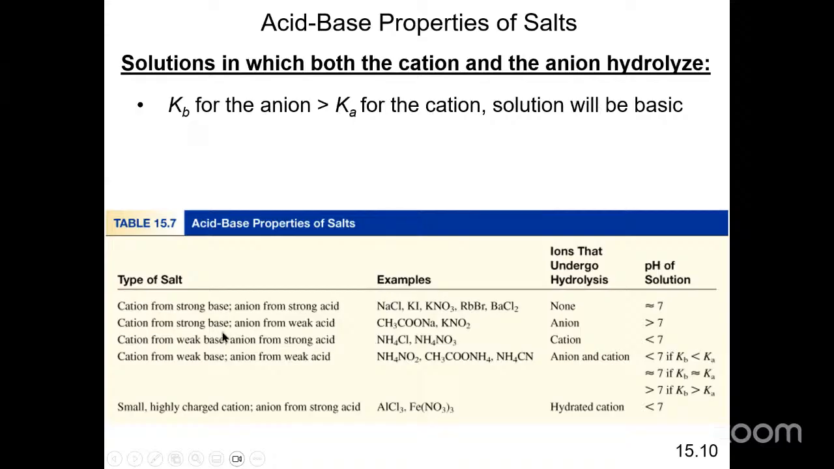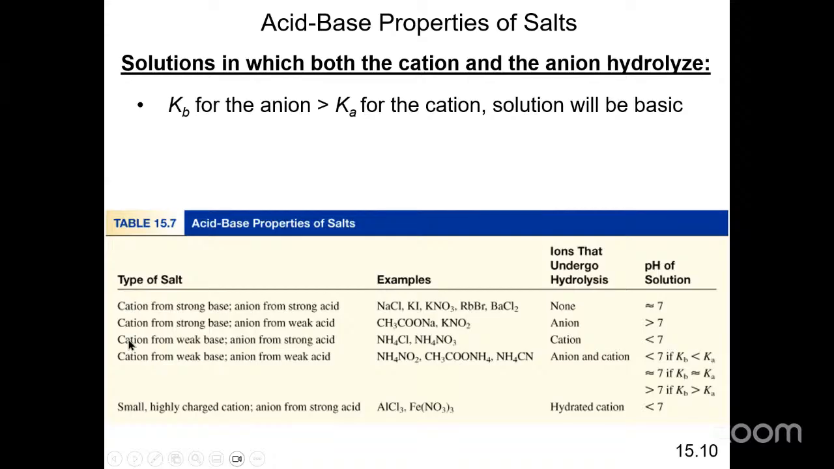If the cation is from a strong base and the anion is from a weak acid, such as the example shown here, what will happen is that the resulting solution will be basic, which means that the pH will be greater than 7. And the reason why that happens is because the anion, which is formed from the weak acid, will be reacting with the water to produce hydroxide ions.